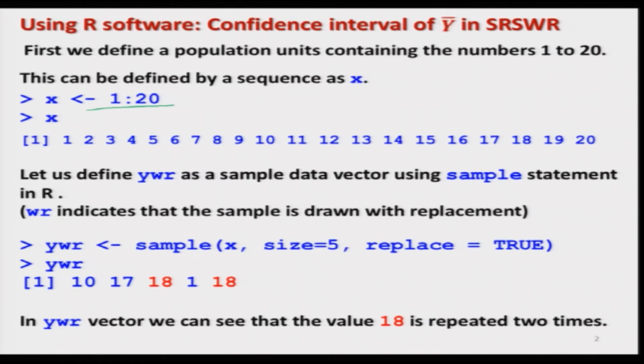Now I use the command sample, and I draw a sample of size 5 from this data vector, which is the population x, and since I am using simple random sampling with replacement, I will use replace equal to TRUE. This is the sample which I got when I was preparing my slides. You can see that these two values 18 and 18 are repeated 2 times.